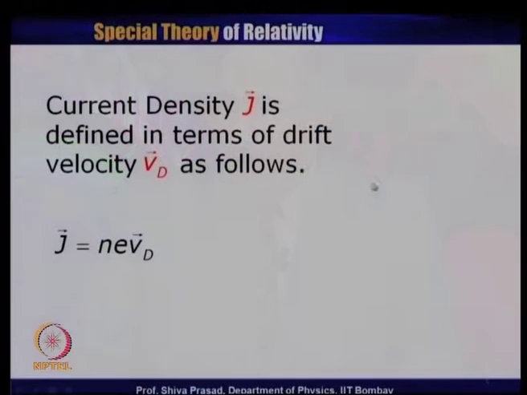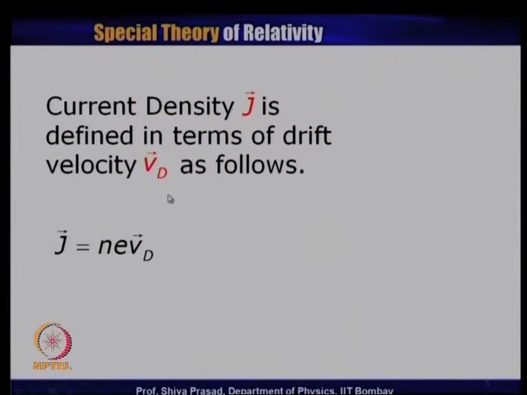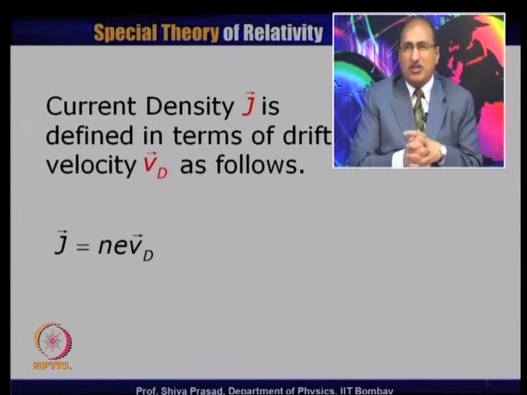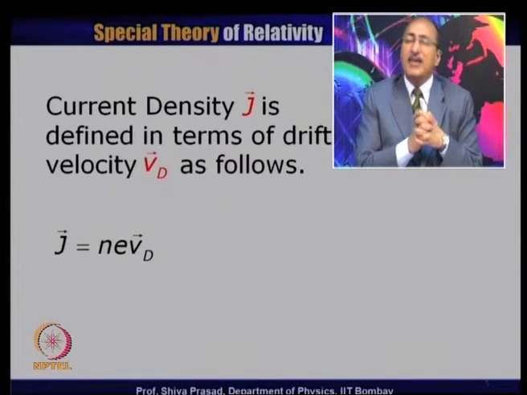Now, the current density vector J is defined in terms of this drift velocity as follows. J is equal to N E times the drift velocity, where, as I have said, N is the total number of charge carriers per unit volume, and E is the charge of each carrier, which I am assuming at the moment to be positive. Actually, it makes no difference if you take it for an electron. We have to take care of signs properly. Otherwise, this equation defines the current density inside a metal or inside a conductor.